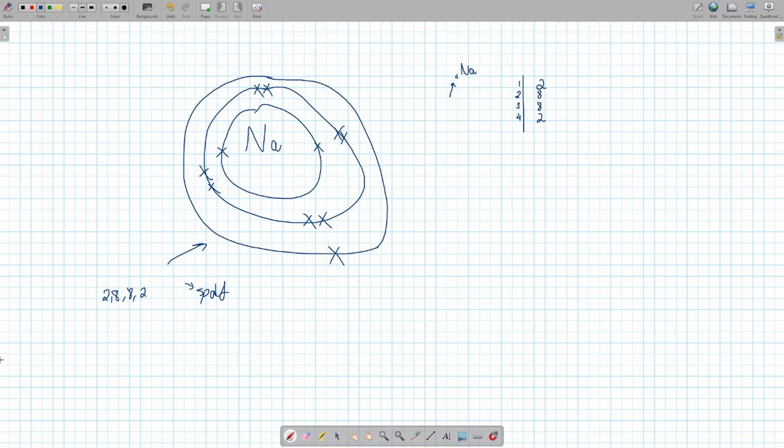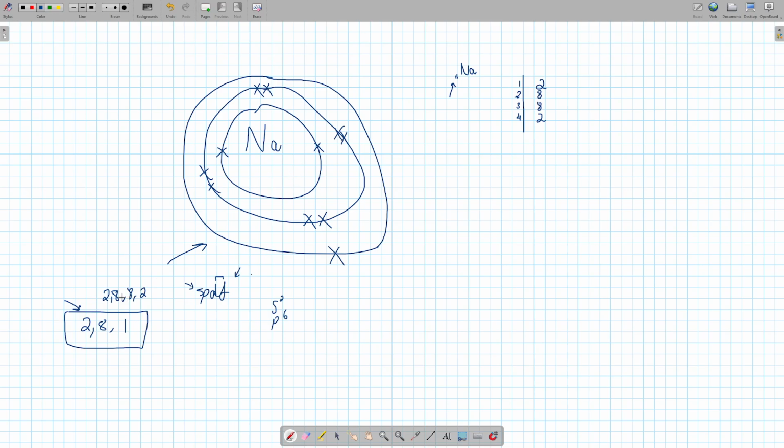The first shell is 2, so you write 2. The second shell, I have 8, so I'm going to write 8. For my third shell, I only have 1. So this, using the 2882 method, is going to be 281. Using SPDF, this is how you do it. For our level, we won't be using D and F, but you need to know how it works. S has a maximum capacity of 2, P has a maximum capacity of 6. This is how it goes.